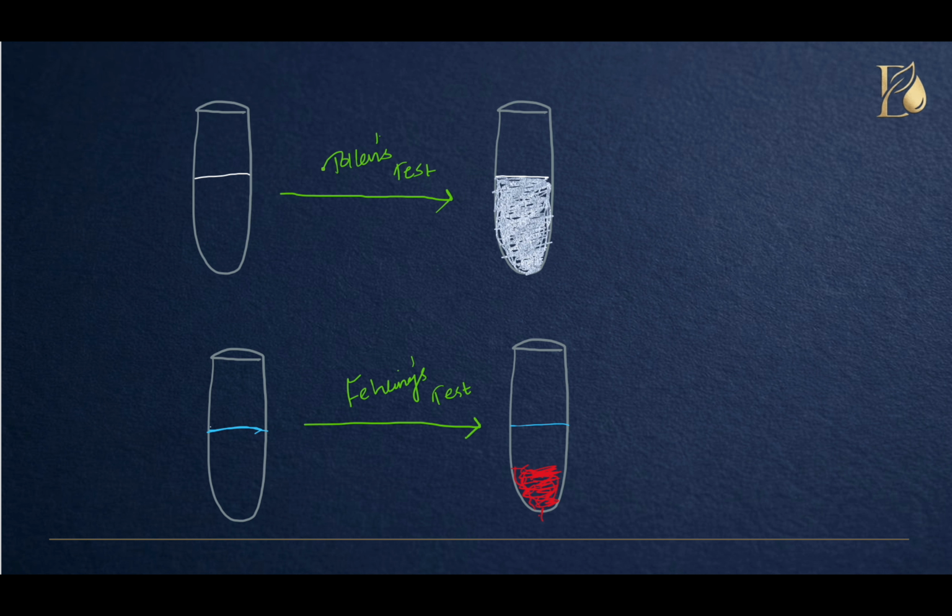Tollens test is when we warm aldehydes along with Tollens reagent, it will produce a bright silver mirror due to formation of silver metal. So what is Tollens reagent? Tollens reagent is ammoniacal silver nitrate. Basically, when we warm aldehydes with ammoniacal silver nitrate, it will produce a bright silver mirror in the test tube due to the deposition of silver metal. We will discuss the chemistry behind it.